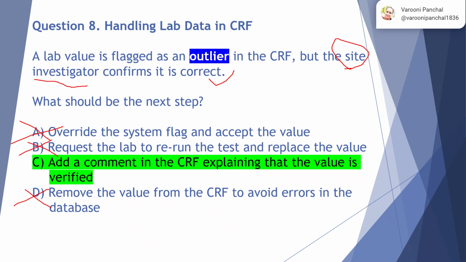So now the correct answer is add a comment in the CRF explaining that the value is verified. So if the value is an outlier and it has been flagged in the lab specific variable or parameter, the comment section should say that the site investigator has confirmed that it is correct, hence the value will remain as is, and there is no need to change this value. So this information is correct. Such comments can be added into laboratory domains.